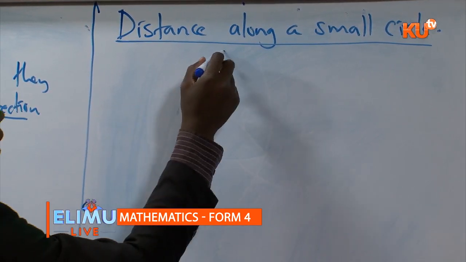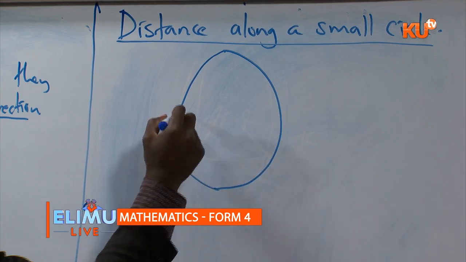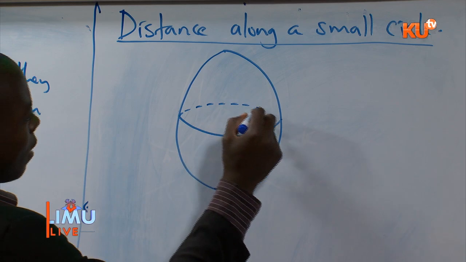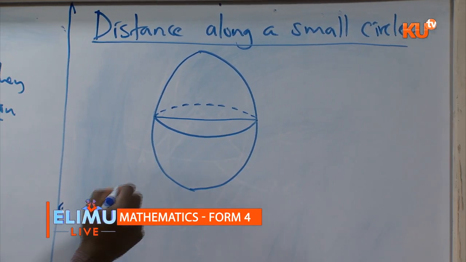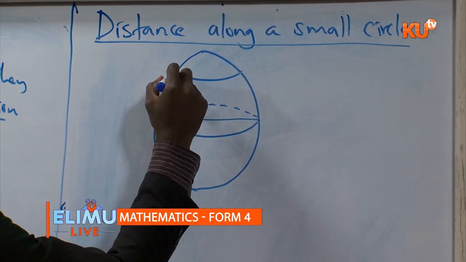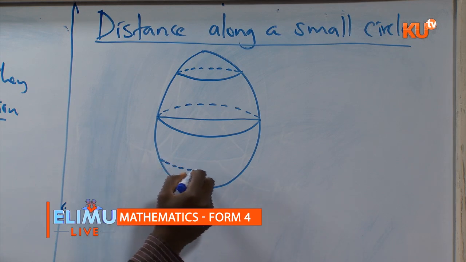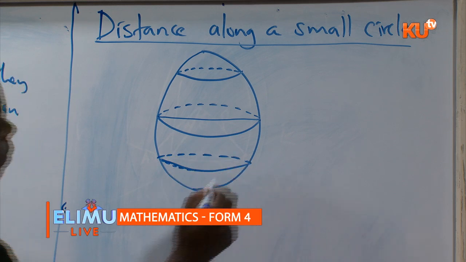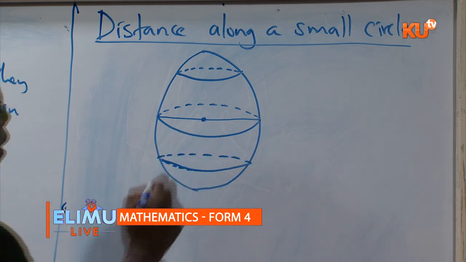First of all, let's look at this circle. This is our circle. This is the equator. This is the radius or the diameter. And then we can locate a circle. This is the circle. When we have this circle, we have this as our center.